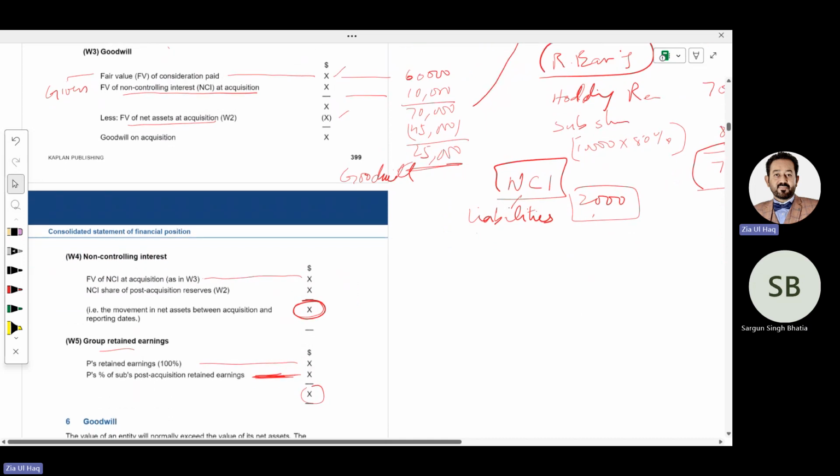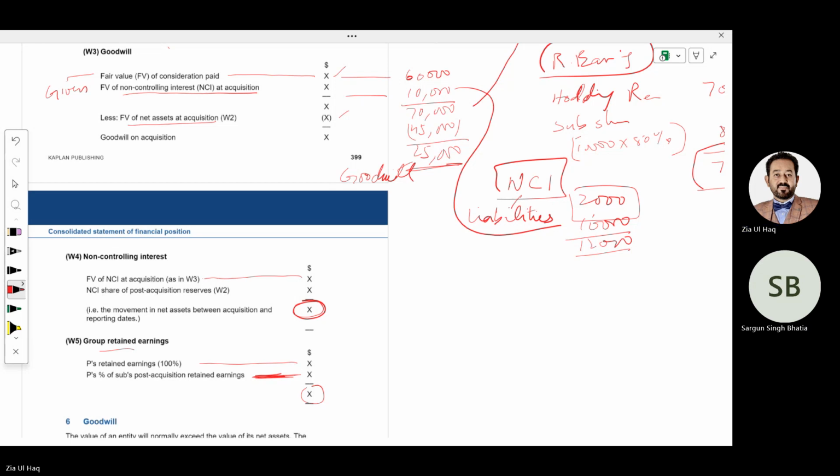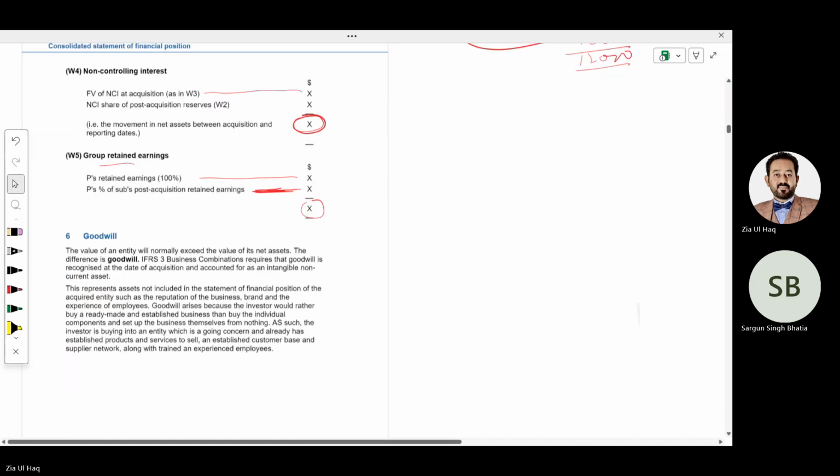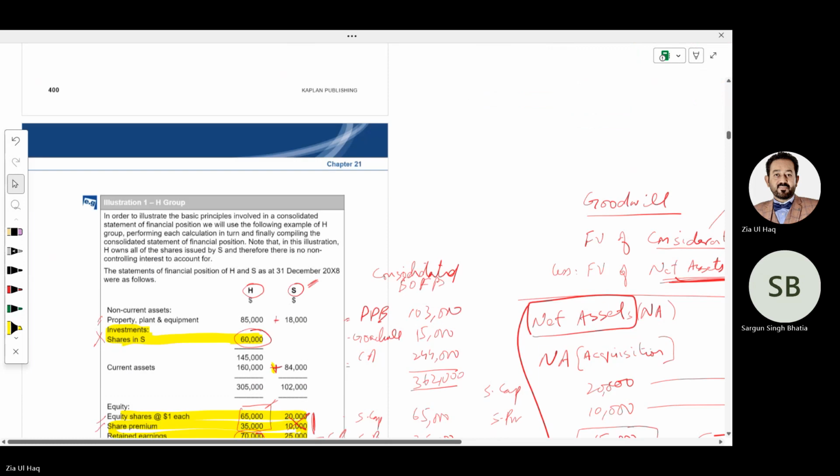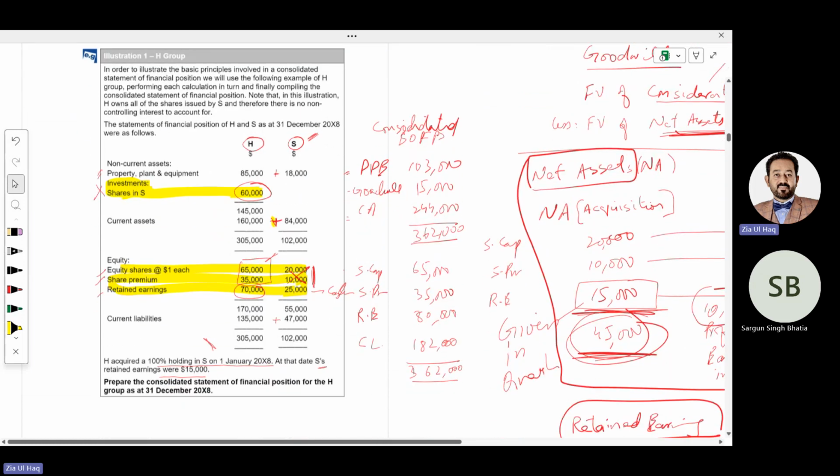How to calculate non-controlling interest? Under non-controlling interest, we will need to show this 2,000 plus this 10,000 as well. That will be given in the question. So 12,000 we will show as non-controlling interest under liabilities in the balance sheet. So we have covered illustration 1.